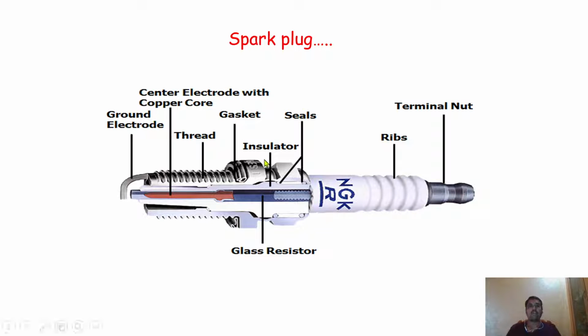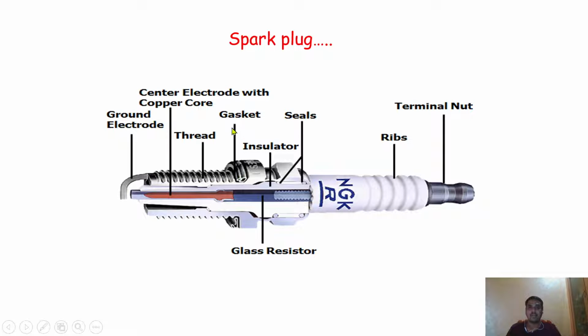These are the different elements present inside the spark plug assembly. This end is called the terminal end, where the terminal nut is. This component is called the terminal nut. The shapes on the spark plug are called ribs. Here is the seal of the spark plug. Inside the spark plug there is one insulator, and under that insulator there is one more component, called the glass resistor. Then there are the threads on the spark plug like this.